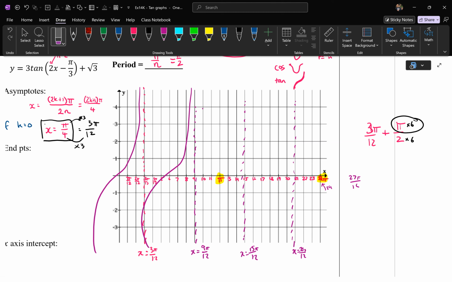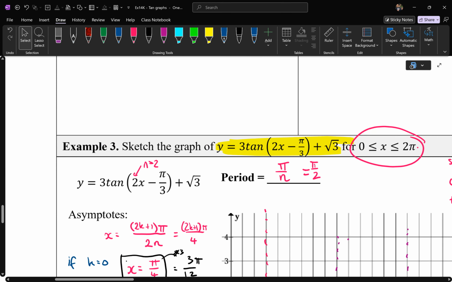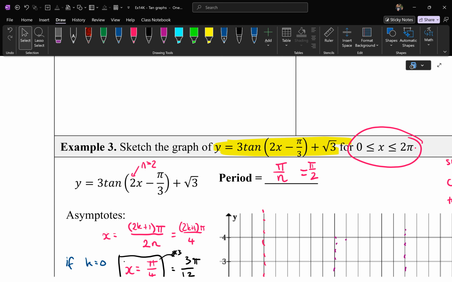You can predict what it looks like. But the other nice thing is, look at the equation. Do I have any vertical translations? Because if it was just horizontal, you can already tell where the x-intercepts are. Do we have any vertical translations? Yes, we do.